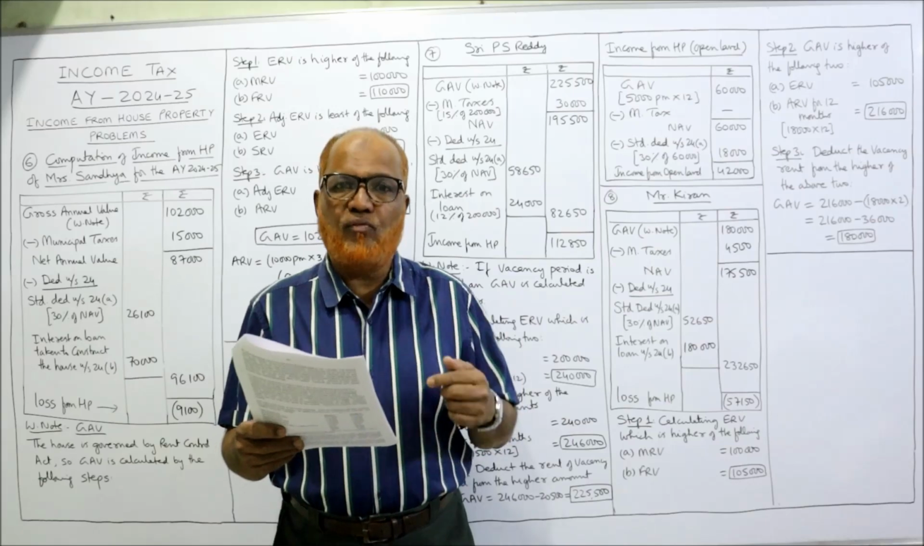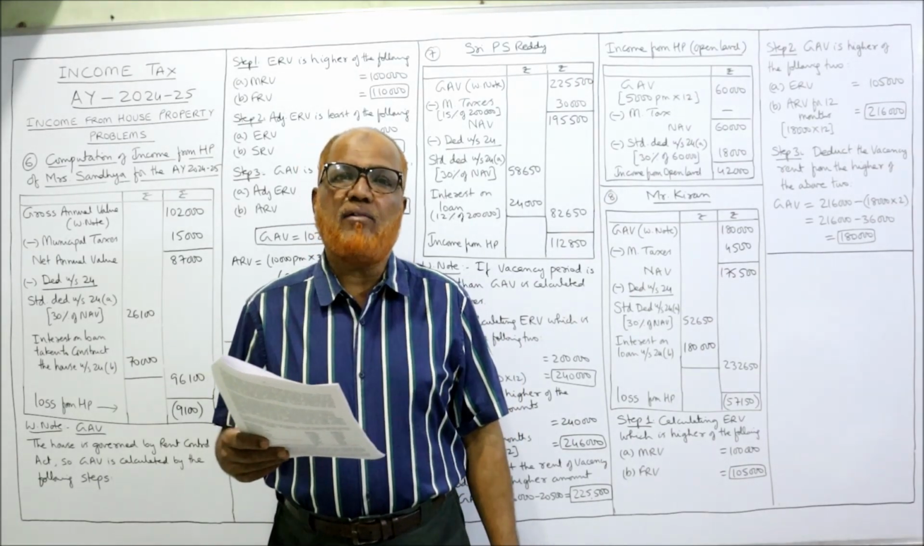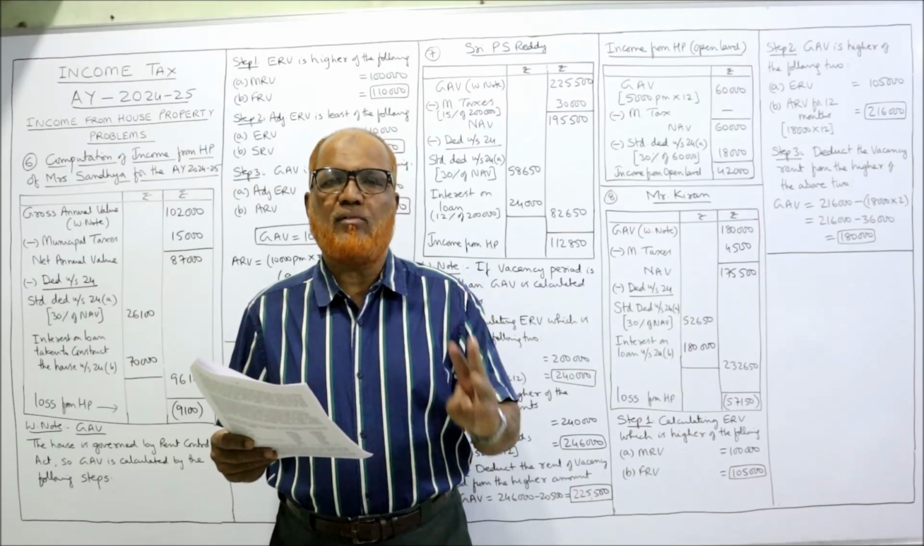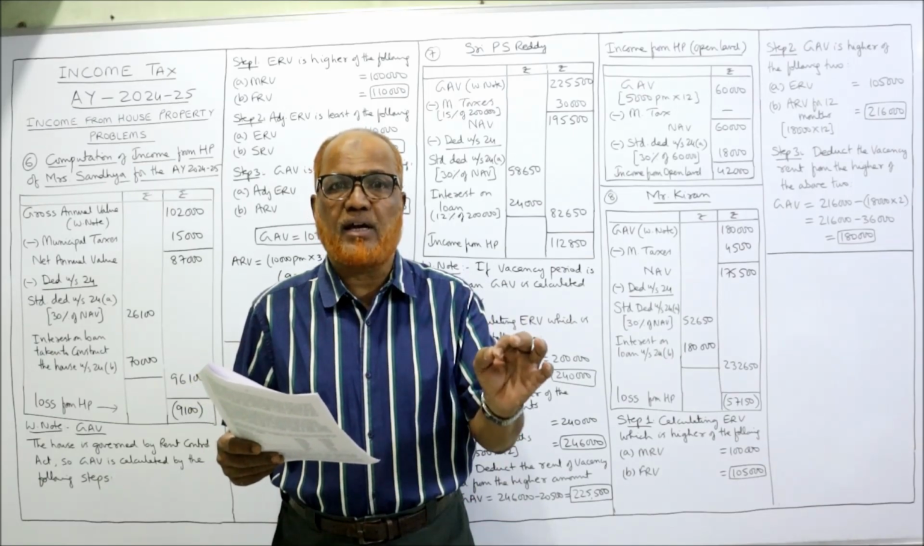If the house was vacant, then vacancy allowance will be given. In that case, in 3 steps, we have to calculate the value of GAV if the house is vacant.